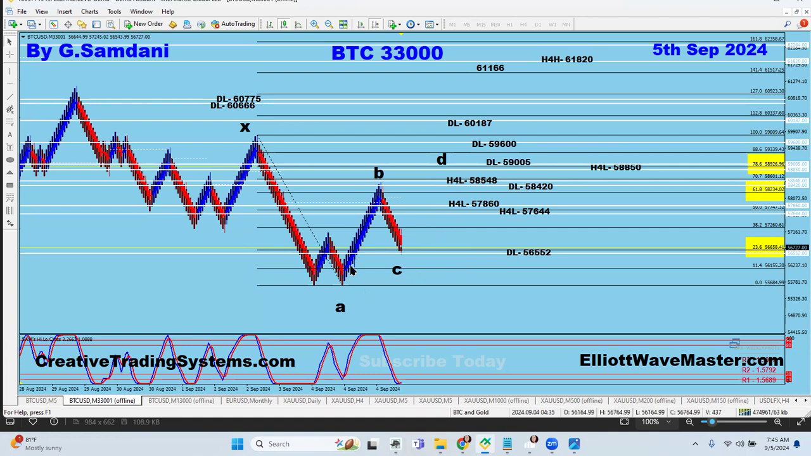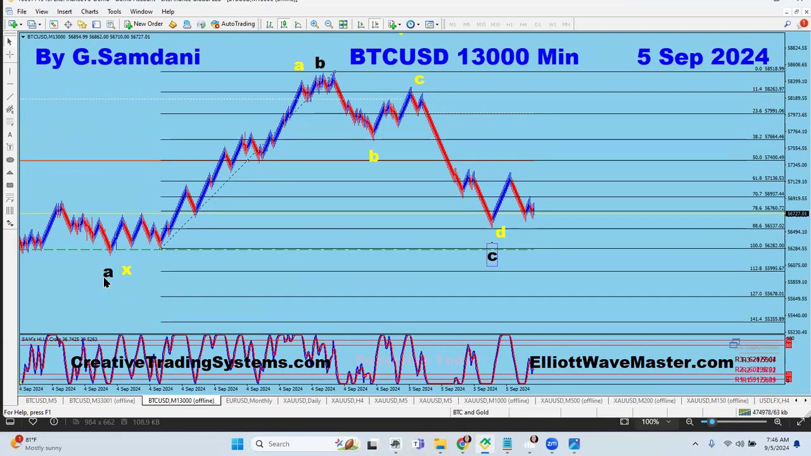Let's take a look at this move only, A to B and C, the black count, remember. I'm going to show you in a smaller time frame what is cooking here. So this is the black count, A, B, C, right? I draw another pattern, the calculation for another pattern starting from here, and then X, A, B, C, D.